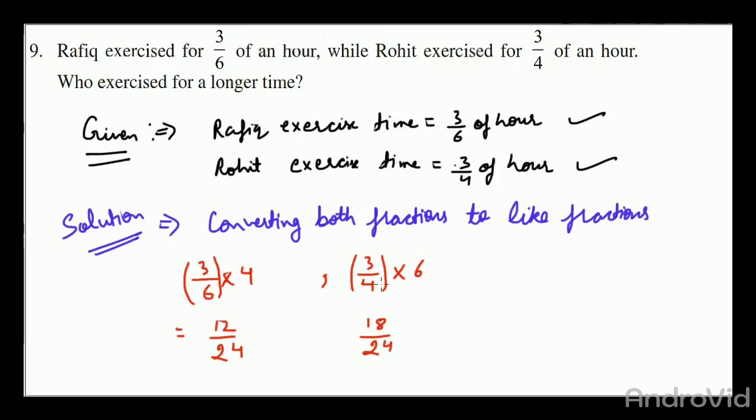3/6 into 4 gives 12/24. Similarly, for Rohit, 18/24. So we can conclude 18/24 is greater. Therefore, Rohit exercised for a longer period of time. So this is how you have to do it.